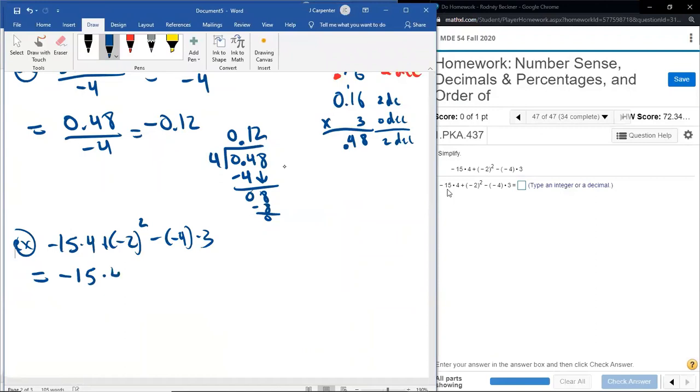So negative 15 times 4 times this 4 right here was the negative 2 squared. Then I got a minus a negative. Minus a negative, please make that a plus. So that's another 4. A lot of 4s in there, times 3. So our exponents are done. Now we're up to multiplications and divisions. There's 2 multiplications. Do them from left to right.